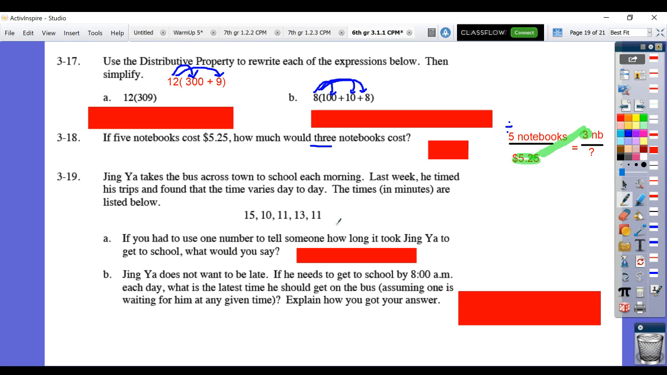Then for B, Jinya does not want to be late. If he needs to get to school by 8 a.m. each day, what's the latest he should get on the bus, assuming that one is waiting for him at any given time, to get to school on time? So based on how long it takes him, what would be the latest he could get on the bus and still get to school by 8 a.m.?